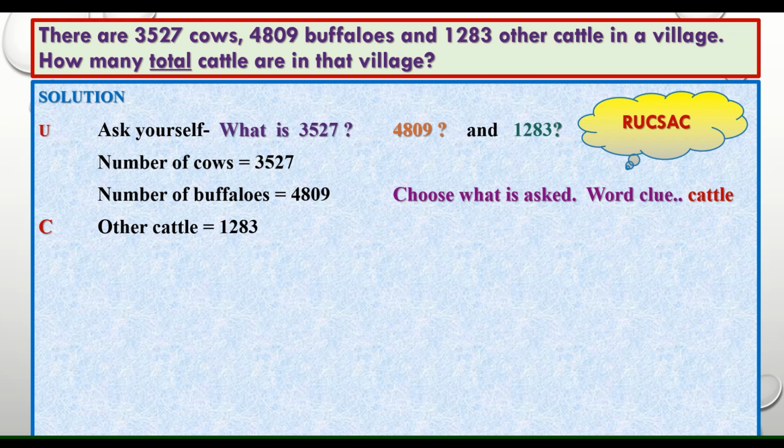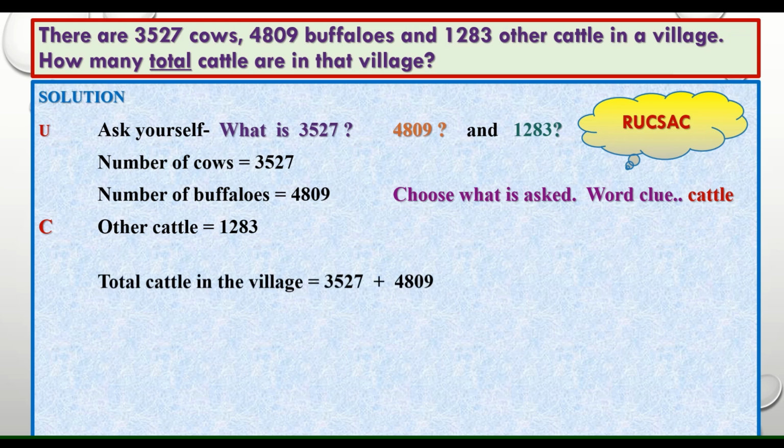Cattle. Cattle means cows, buffaloes, all these animals together, they are called cattle. So now we have performed 3 steps: reading, understanding to make sentences, statements, and then choosing the operation. So here cattle means cow, buffalo, and other animal. So together means we have to perform addition. So now what will be the next step?